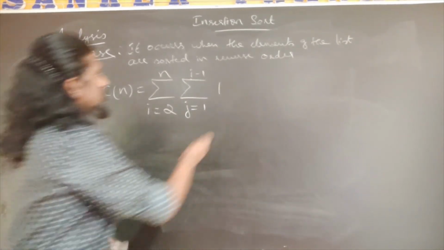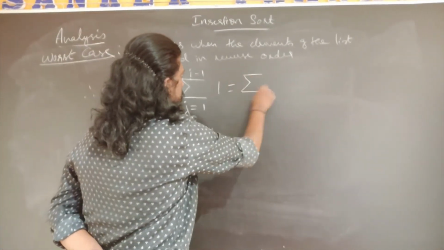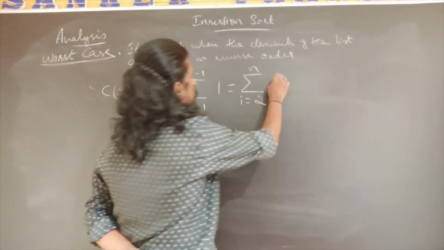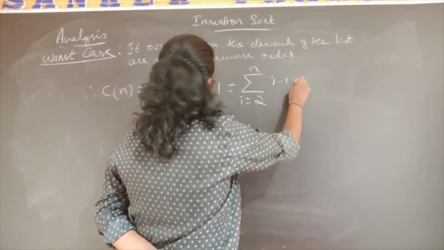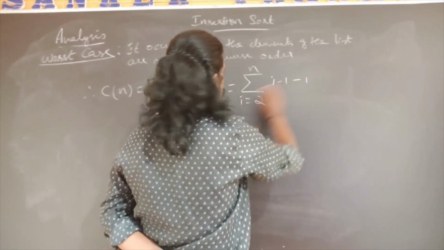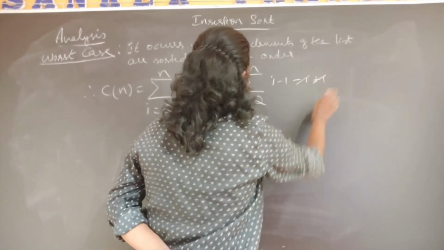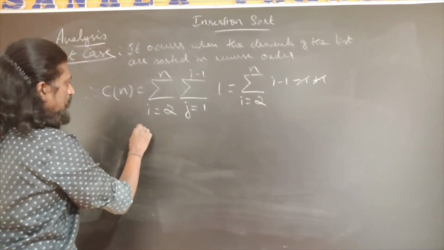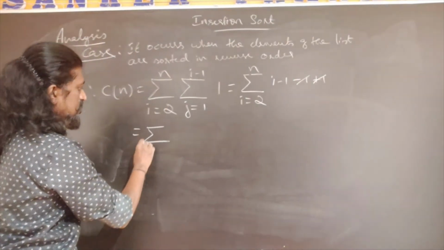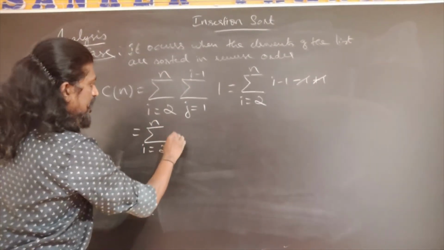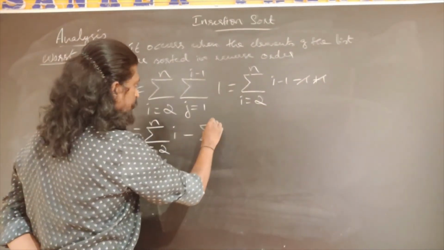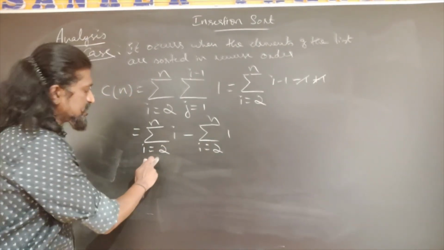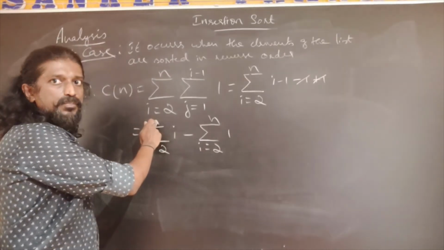So when we solve this, let the outer summation be as it is, i is equal to 2 to n. This is upper bound minus lower bound plus 1. Upper bound is i minus 1, minus lower bound is 1, plus 1. So the plus 1 and minus 1 get cancelled. We have summation i is equal to 2 to n of i minus 1. We will apply the summation separately. Summation i is equal to 2 to n of i minus summation i is equal to 2 to n of 1. So this is nothing but 2 plus 3 plus 4 up to n.